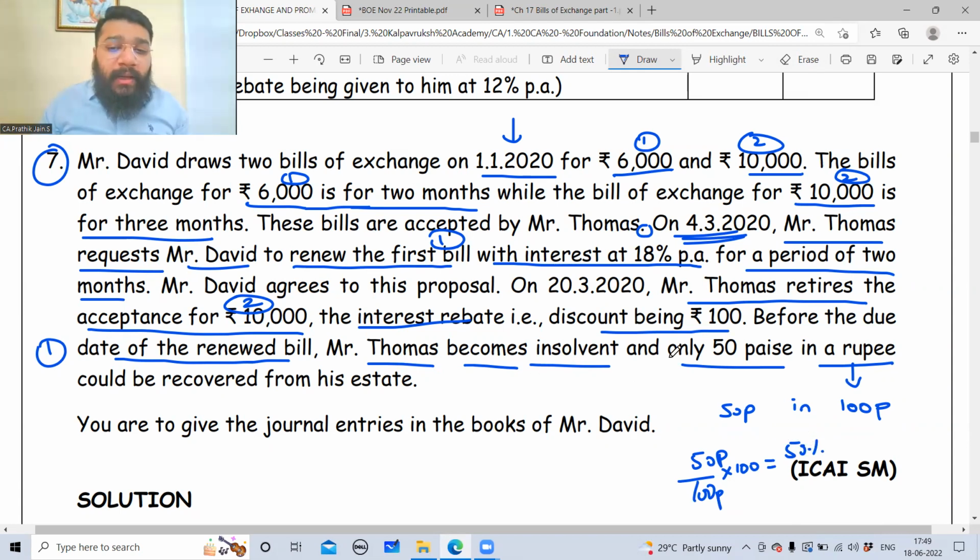Thomas became insolvent and only 50 paise in a rupee could be recovered from his estate. You are required to give journal entries in the books of Mr. David. Who is David? Seller. Clear with this point? Now we have to do the question from the sequence. Have they asked you to do the sales entry? No. So keep the sales entry in mind, the rest all to be done on paper.